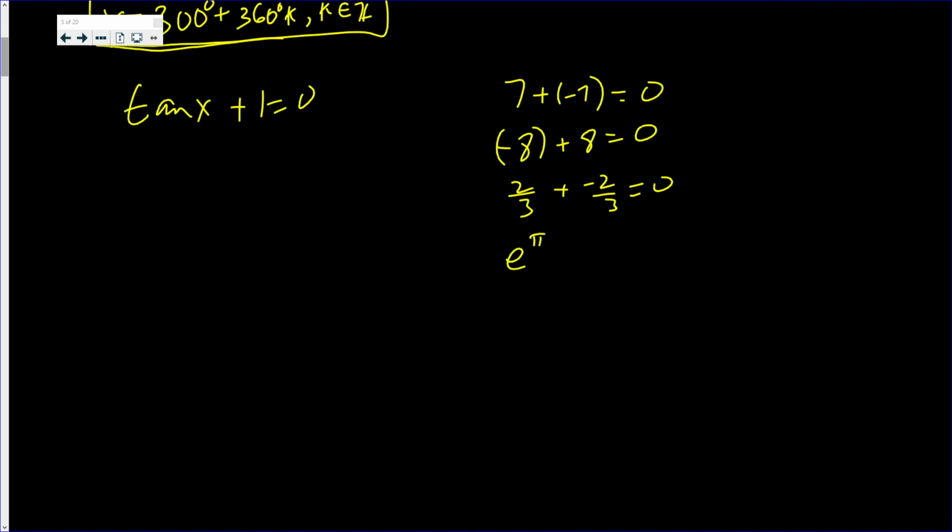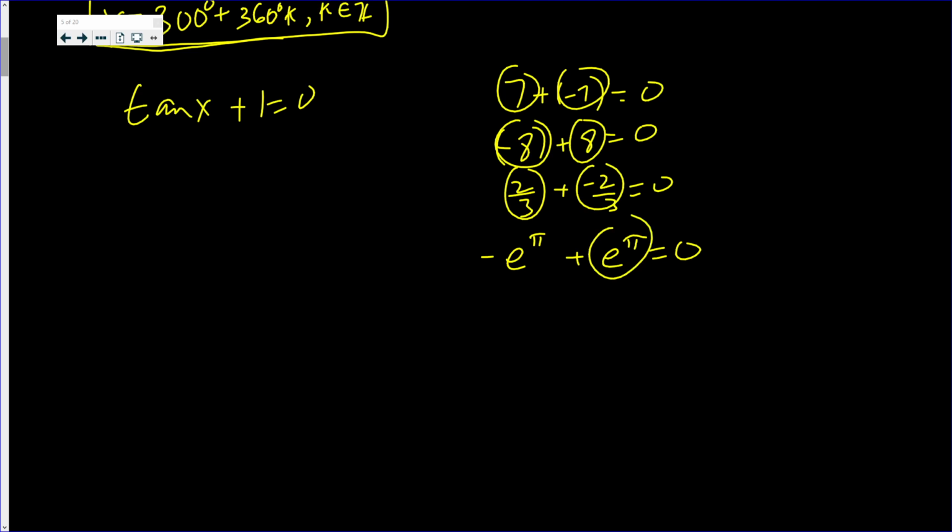E to the pi, or negative e to the pi, plus e to the pi is 0. Notice the numbers just differ by a sign. This is e to the pi, this is negative e to the pi. We add them, we get 0. They're opposite signs. If I tell you that x plus 4 is 0, and that's 4, well then guess what? That's negative 4.